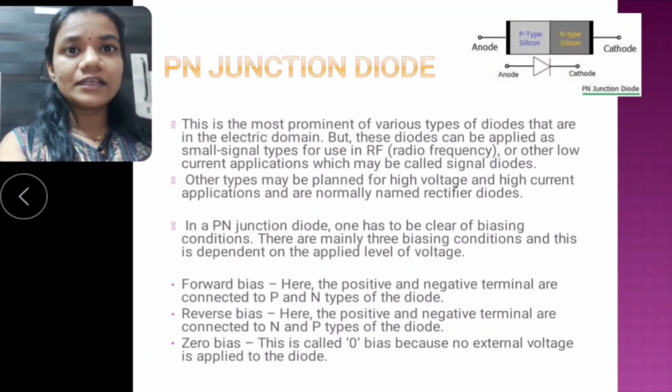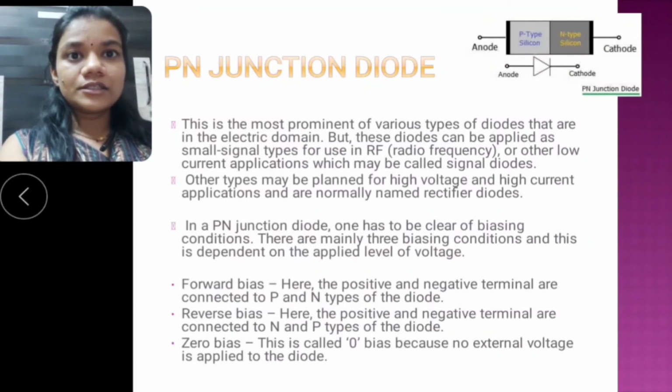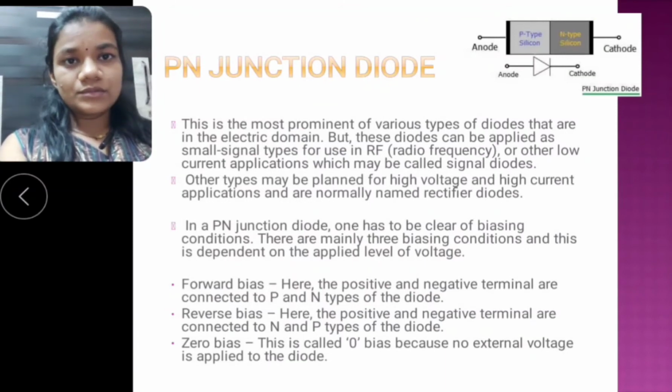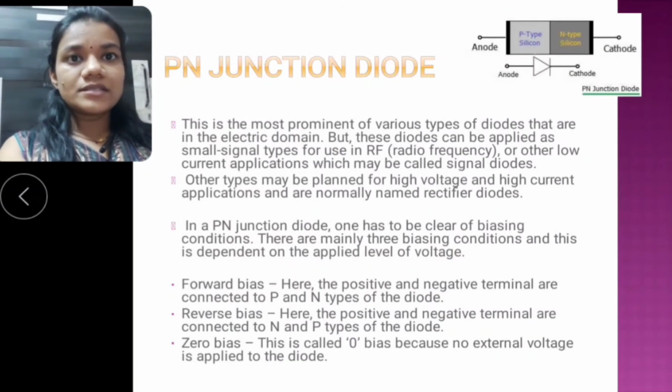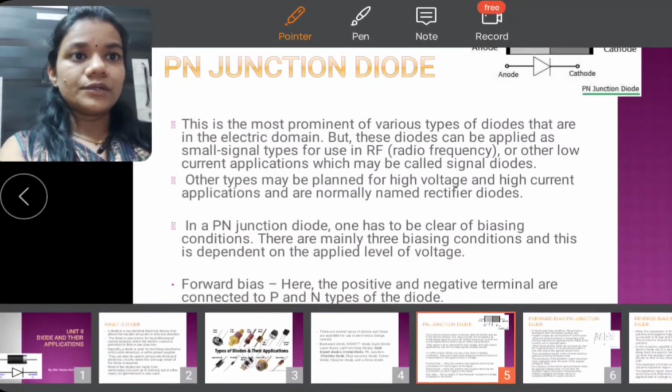So it is exactly opposite. If the positive and negative terminals are connected to the negative and positive terminals of the diode, we can say that it is reverse bias. Now the third condition is zero bias. When zero external voltage is applied, it means no voltage is applied, at that time we can say that there is a zero bias condition. So these are the biasing conditions of the PN junction diode.